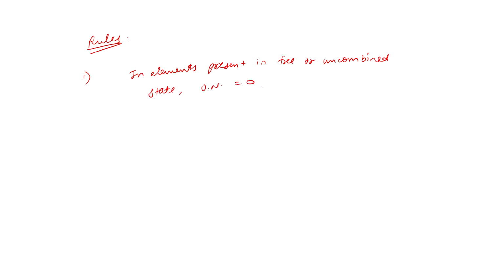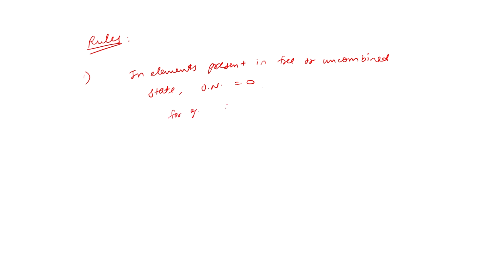Now, to calculate the oxidation number for various elements in various compounds, certain rules have been assigned. The first rule we discussed: for an element present in a free or uncombined state, the oxidation number is 0.